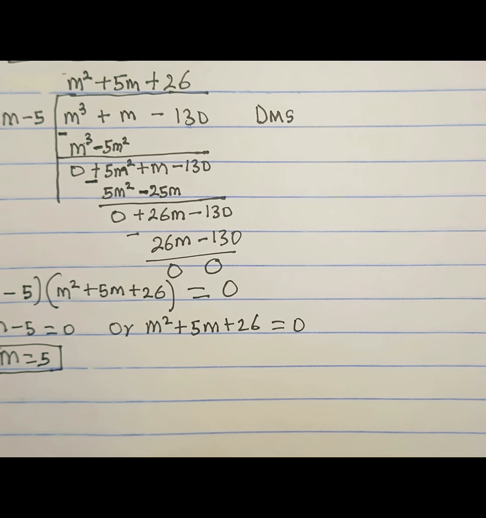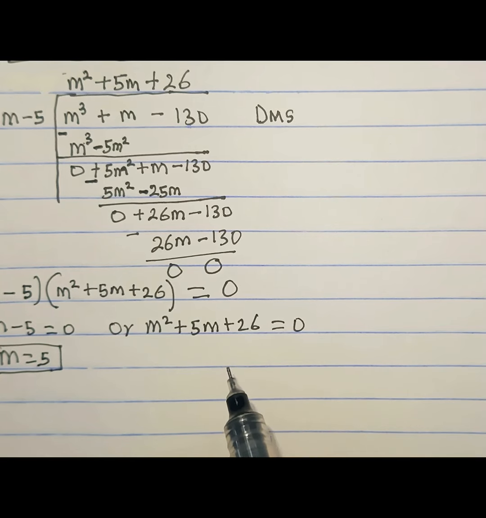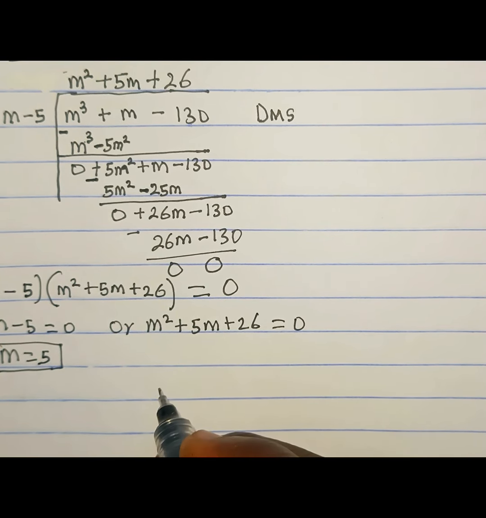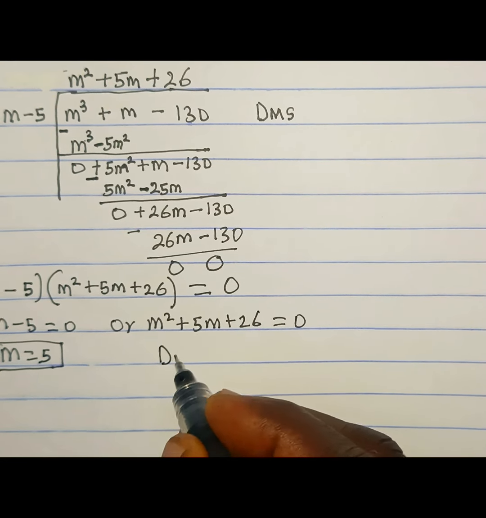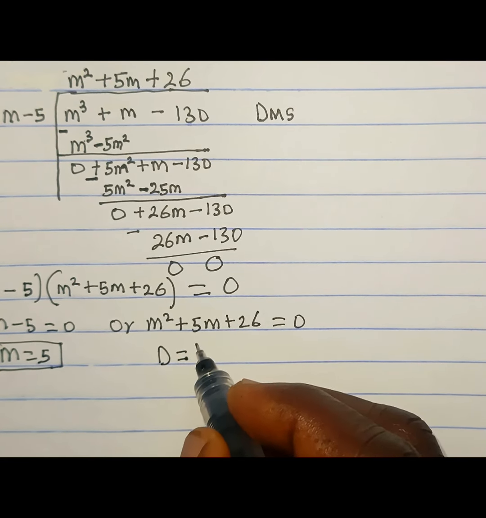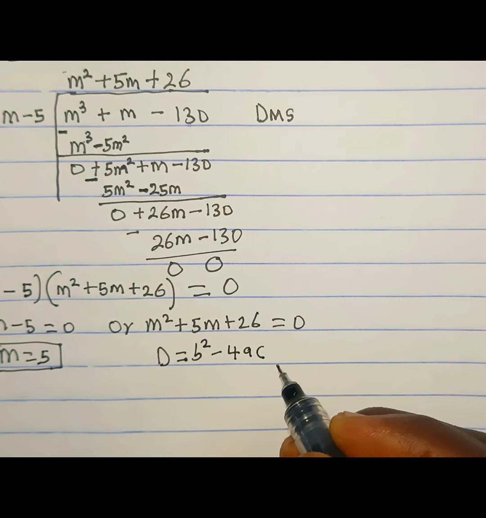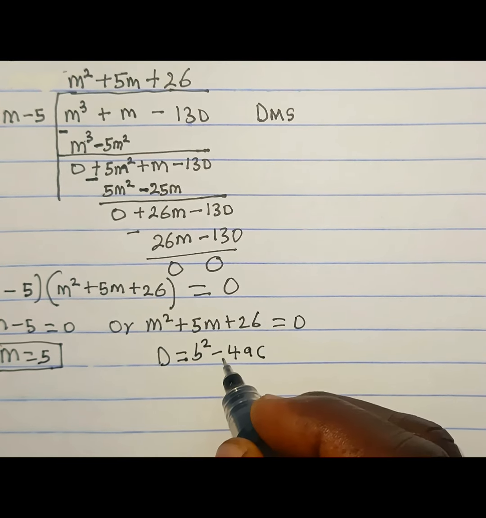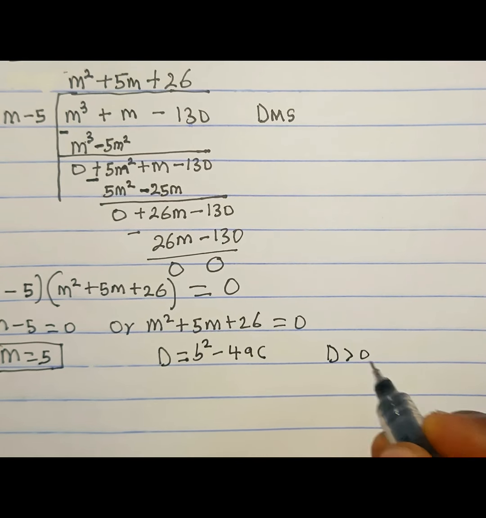But if the number is greater than 0, these are real numbers. So to check whether the two solutions we are going to have at the end of the day are real numbers, we use what is called the discriminant formula. And the formula is given as what? The discriminant, which is D, is equal to b squared minus 4ac. So this can give us a positive solution when D is greater than 0.